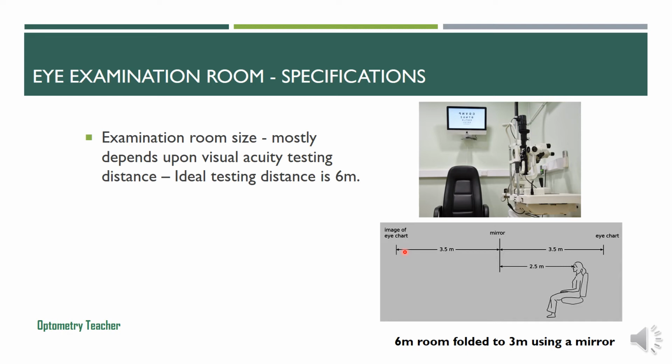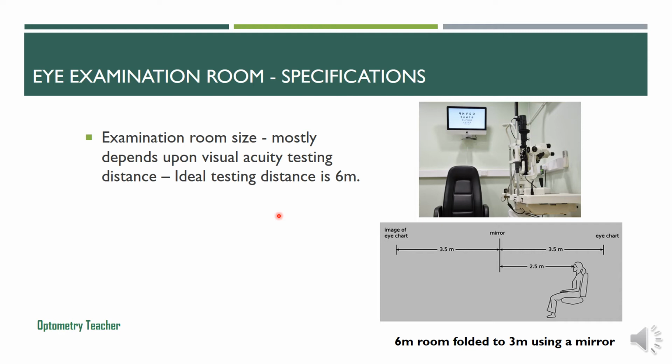Now next we'll quickly look at the things we need to be generally aware of. I'm not going into the specifics of it in detail. Generally what we have to be aware of when we are selecting a room for eye examination is the room size. Generally we look for a room that is slightly longer than 6 meters, but not exactly 6 meters.